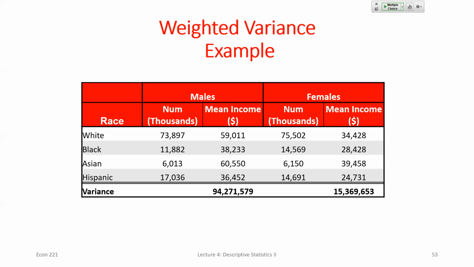28,428. Minus that mean of 22,000, squared. That group is only representing what? 14,569 people. So I multiply that deviation squared by how many people were in that race category. Then I'll go to the next one.